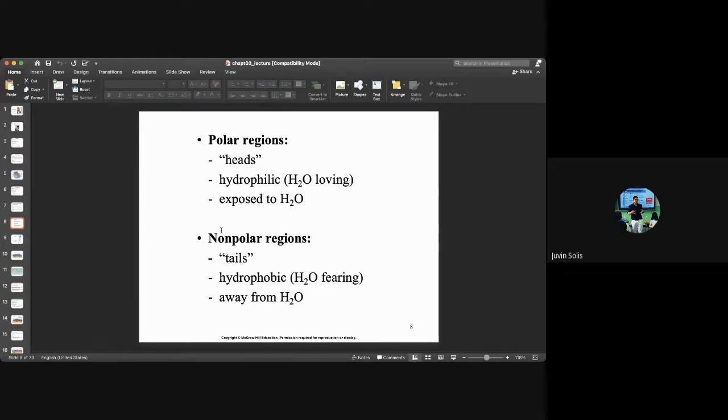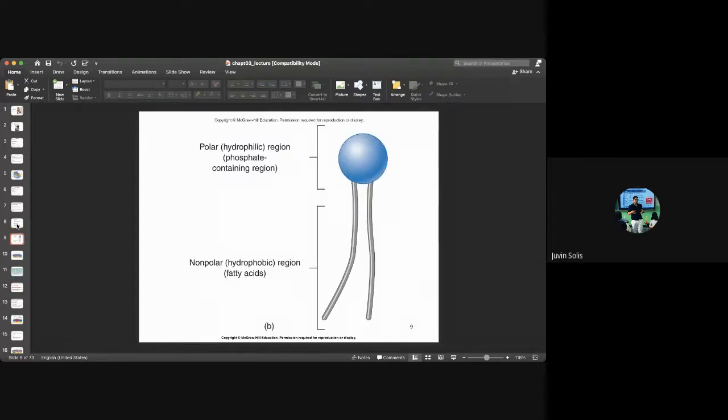Now, the nonpolar is the opposite of this one. It is the tails, okay? And it is hydrophobic. If we say hydrophobic, phobic means he fears the water. And this one is away from water. Okay, this is the illustration of this one. As you can see, this is the head. The head is polar and it is hydrophilic. This is the tail. The tail is nonpolar and it is hydrophobic.